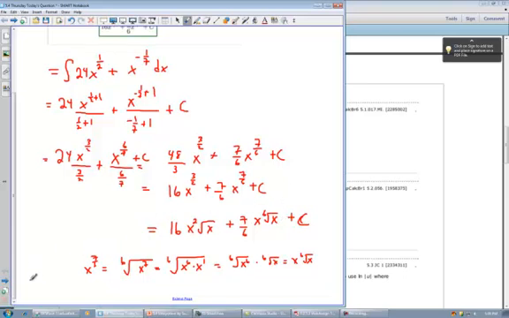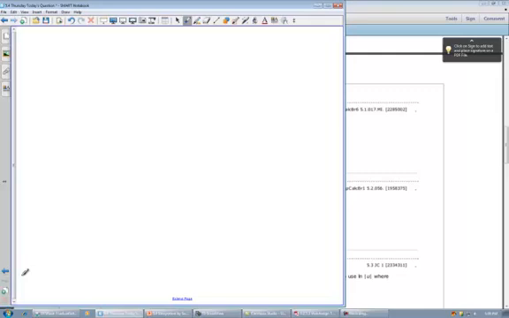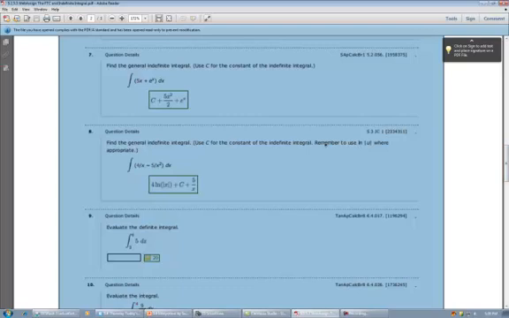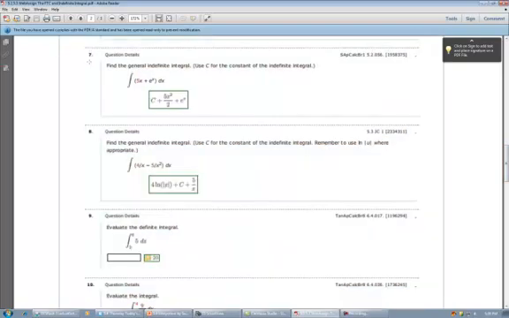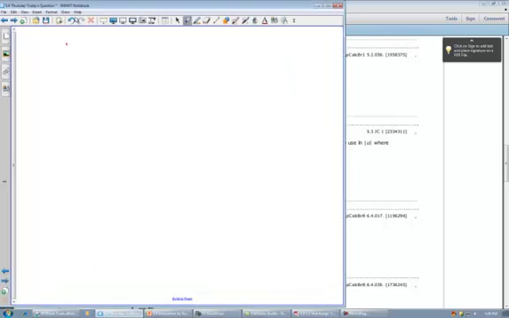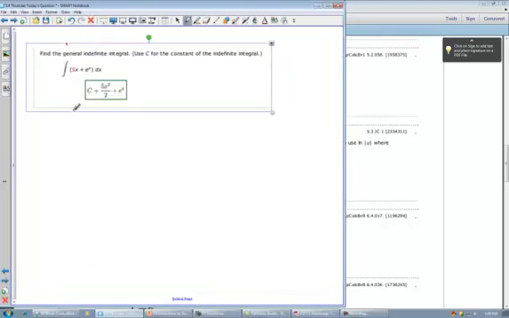The next one I want to look at is number 7. So on number 7, I have an exponential function. It actually falls out pretty straightforward. This is an integral of 5x plus e to the x times dx.